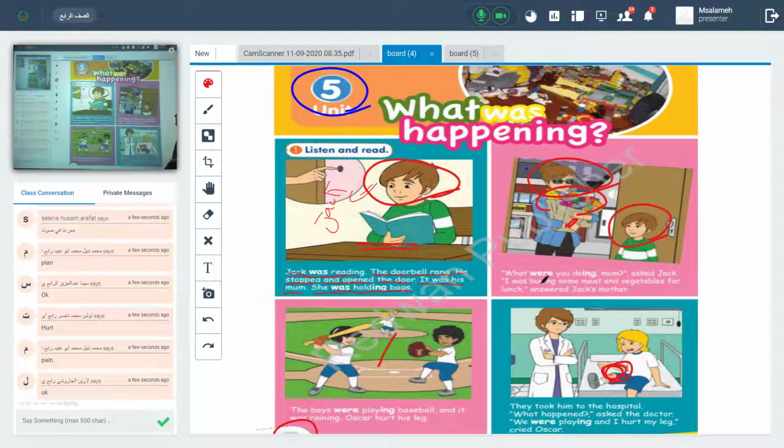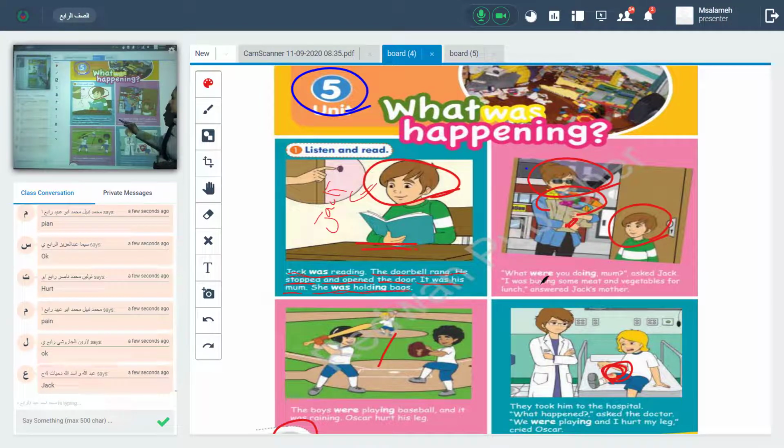Picture number two. What were you doing, Mom? asked Jack. I was frying some meat and vegetables for lunch, answered Jack's mother.